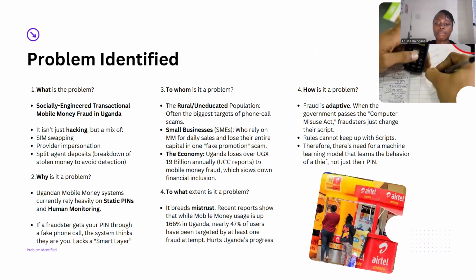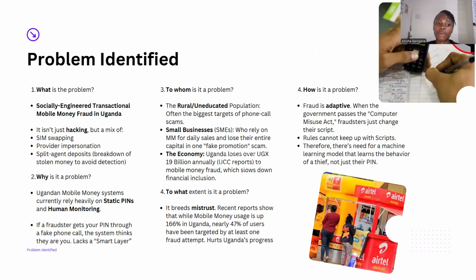Then the problem that I identified, which we are going to break down: what is the problem? Our problem today is socially engineered transactional mobile money fraud in Uganda. What we are looking at is not just hacking, but a mix of SIM swapping, provider impersonation, as well as split agent deposits, whereby the thieves break down the stolen money and distribute it differently in order to avoid detection.